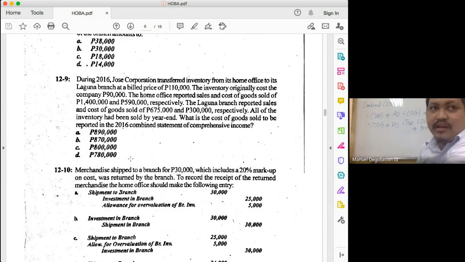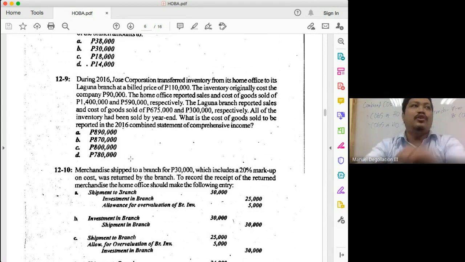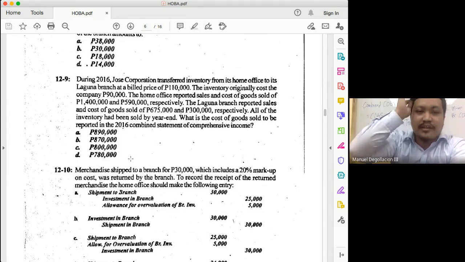I will write it down like this. Again, the true cost of goods sold of the branch is equal to the cost of goods sold reported by the branch minus the markup on the cost of goods sold of the branch. Okay, let's check if the things that we need to solve for the combined cost of goods sold are present in the problem.